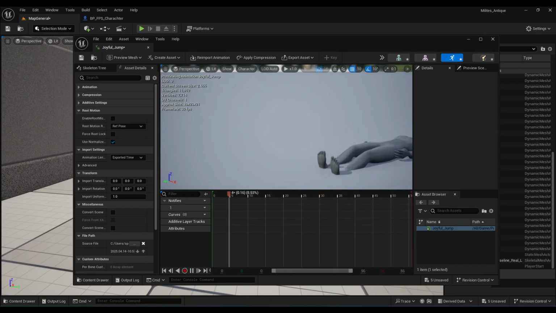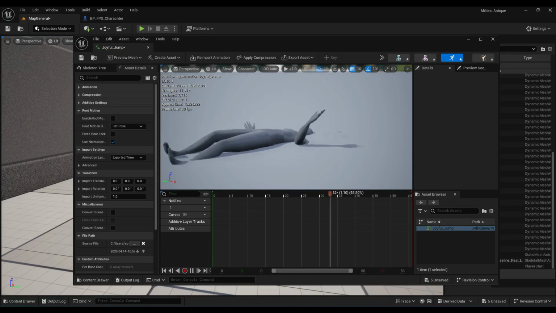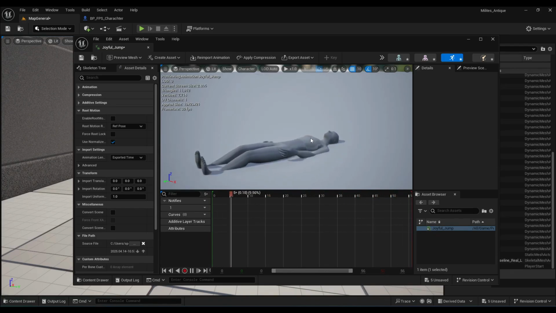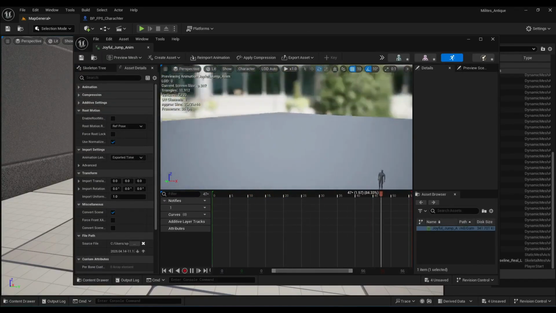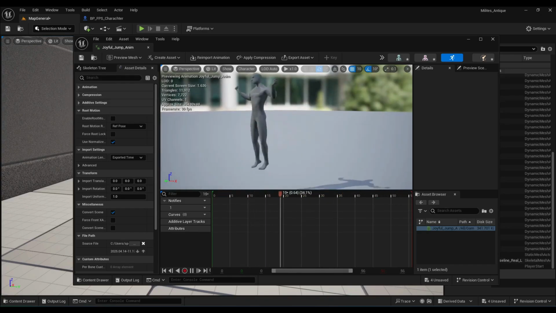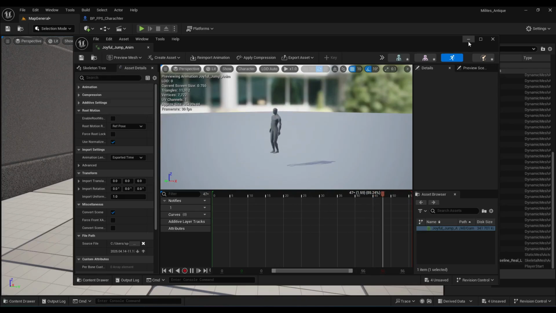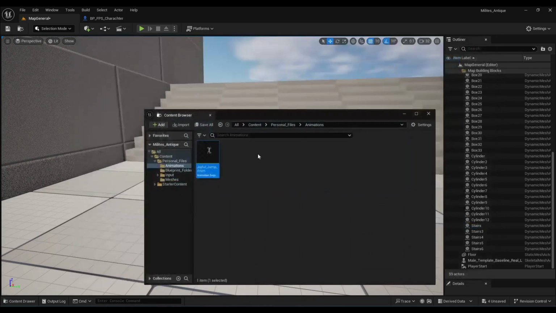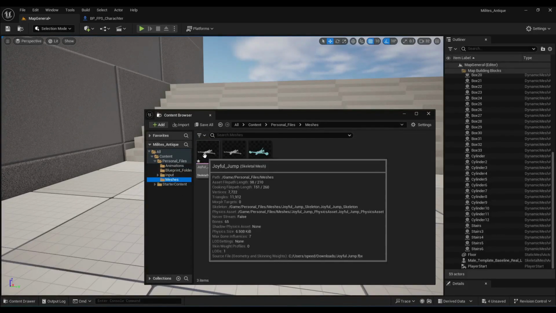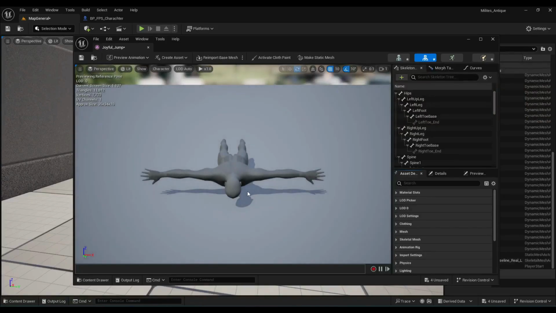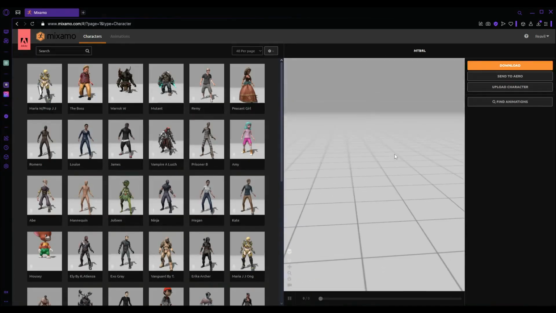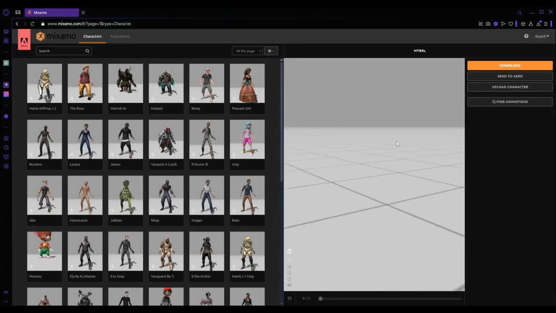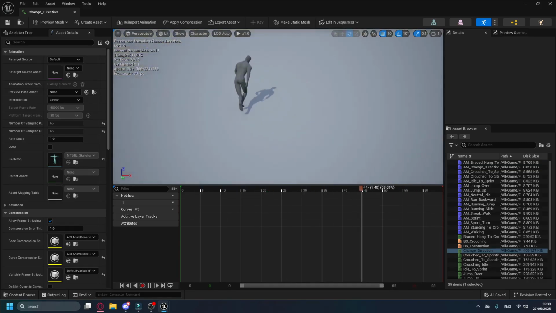Something is entirely wrong. What is wrong with you? Oh no, this is not right. So the animation plays well, right? But why the fuck is the mesh laying downwards? Why? What the? He's underground. Oh, we finally have something functional.